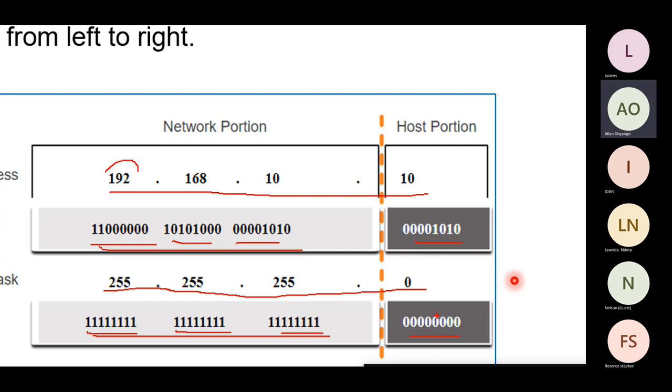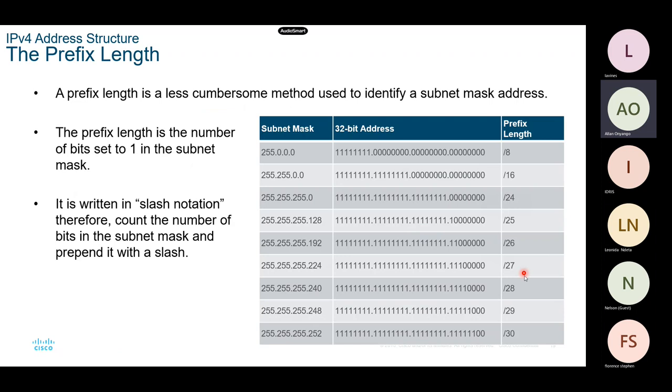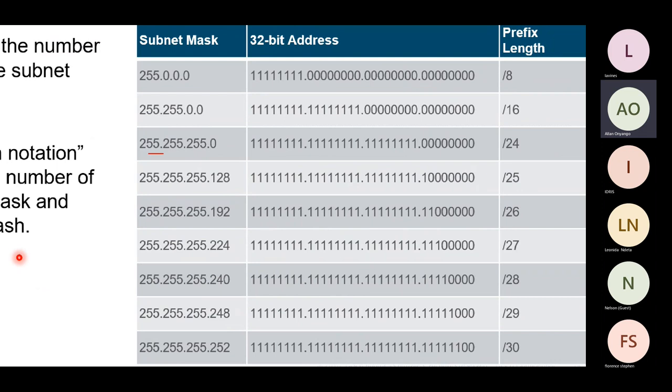So where the ones end on a subnet mask, draw a line straight to cut the IP address, and the left-hand side will be the network portion, and the right-hand side will be the host portion. Now, we have different types of subnet masks. Maybe the only one we have seen, the one we have actually used, is 255.255.255.0. I need to bring to your attention that we have so many subnet masks, and we're going to see some of them today, not all of them.